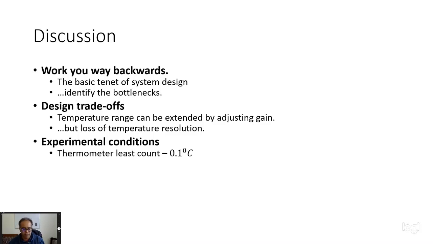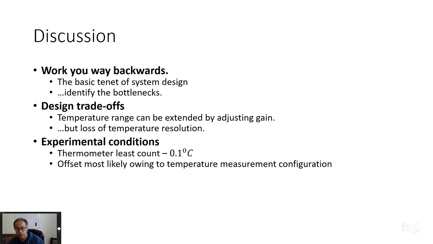experimental conditions, what we see is the thermometer, which was also used to record the temperature, had a least count of 0.1 degrees Celsius. So there is already an uncertainty there. That is the first uncertainty. And the second uncertainty is also the way in which we mounted the thermometer on the Peltier.